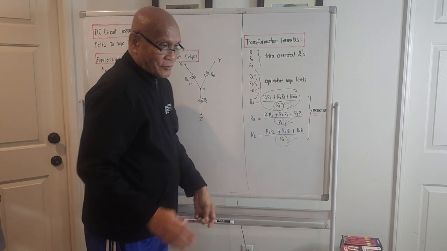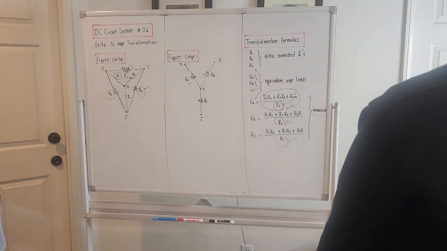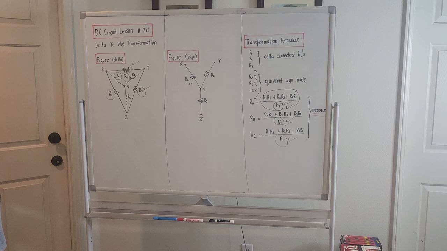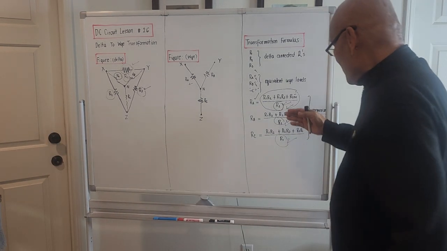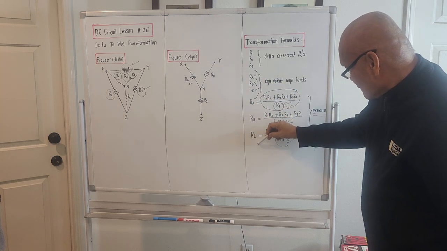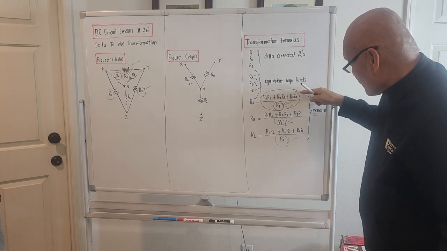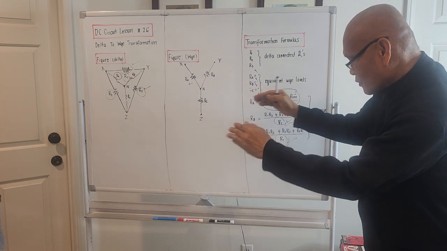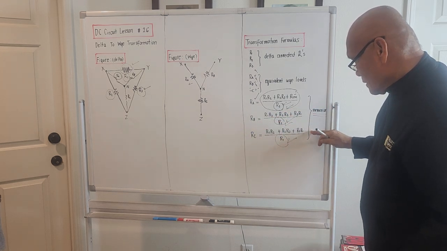That's the only trick for the so-called delta to Y transformation. Because for the numerator, for all three resistances in Y, the numerator is the same. We are given the individual products of each, take the summation of that. Same as for R sub B, same as for R sub C.